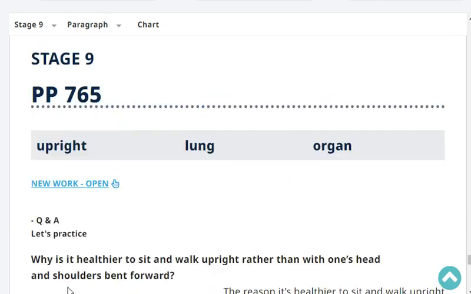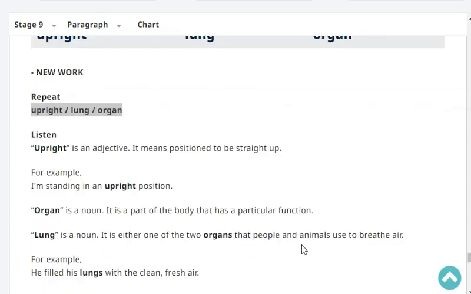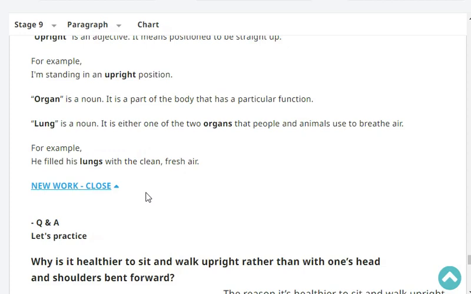Next, repeat upright, upright, lung, lung, organ, organ. Very good. Okay, listen. Upright is an adjective. It means positioned to be straight up. For example, I'm standing or I'm sitting in an upright position. Organ is a noun.